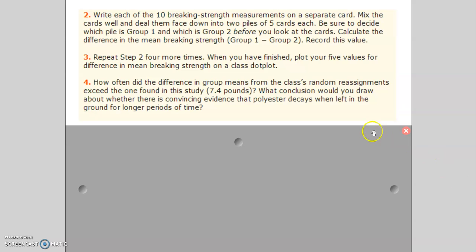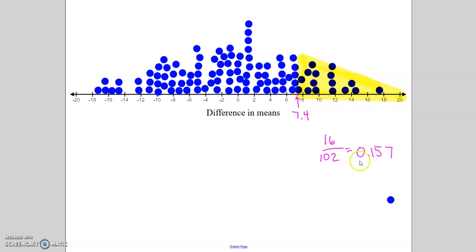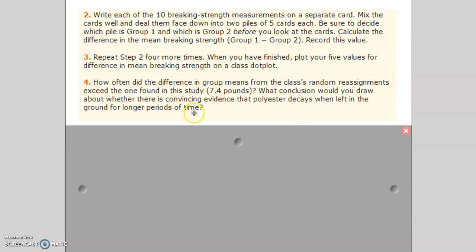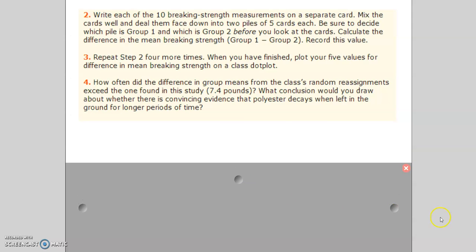So what conclusion can we draw using this probability right here? Well, that probability of 15 or 16% is definitely more than the usual 5%, which means that it's not really that rare if you're just randomly assigning them and the treatments don't make a difference. So do we have convincing evidence that it decays when left in the ground for long periods of time? The answer would be no, we don't have convincing evidence, because based on this, we would fail to reject the null hypothesis and can't conclude this alternative based on the evidence that we have.